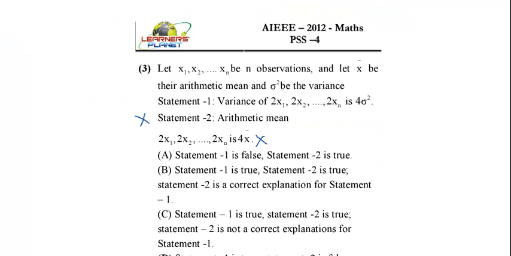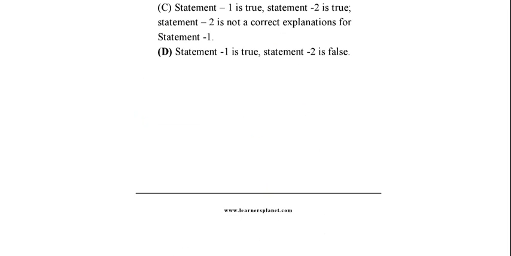Therefore statement 1 is correct, because it is saying the new variance will be 4 times the initial variance, and we have proved this. Therefore the correct answer should be statement 1 is true and statement 2 is false. So let's see which is the correct option. It is option D which is correct, which says that statement 1 is true and statement 2 is false.